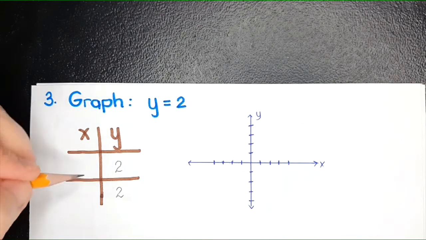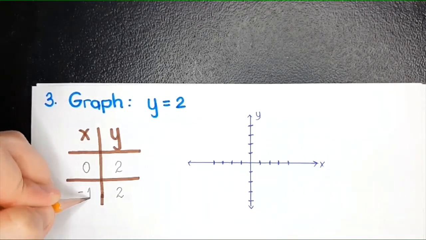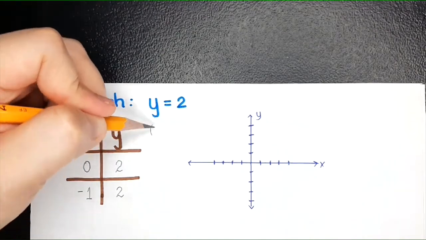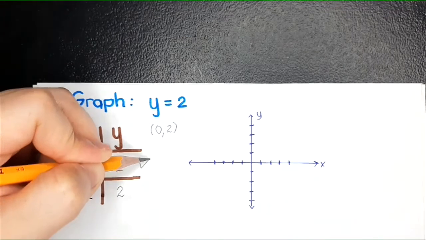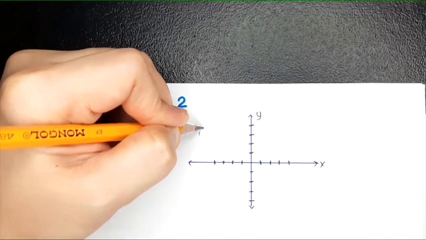Okay? So, you can have, si x ay 0. Gusto ko si x ay negative 1. Okay, negative 10, negative 1,000. Pero yun nga, mas maliit na number ang piliin ninyo. Okay? And then that's it. You have 2 points already. Okay? So, ang 2 points na yun ay 0, 2, okay, and then the other point is negative 1, 2.